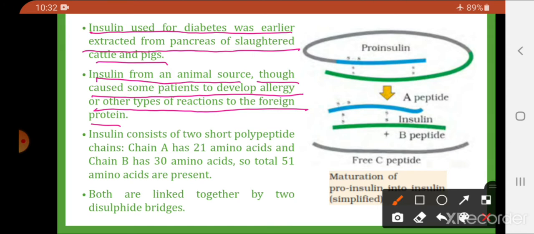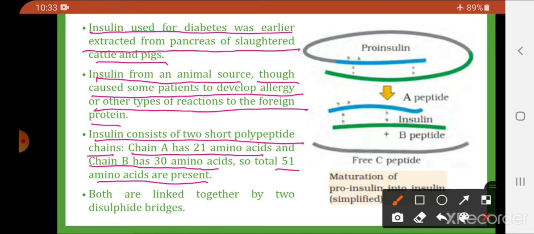Now, when we talk about the composition, insulin consists of two short polypeptide chains, chain A and chain B. Chain A has 21 amino acids and chain B has 30 amino acids. So a total of 51 amino acids are present in the insulin molecule. Both the chains are linked by two disulfide bridges. So there are two disulfide bonds which join the two polypeptide chains of insulin.